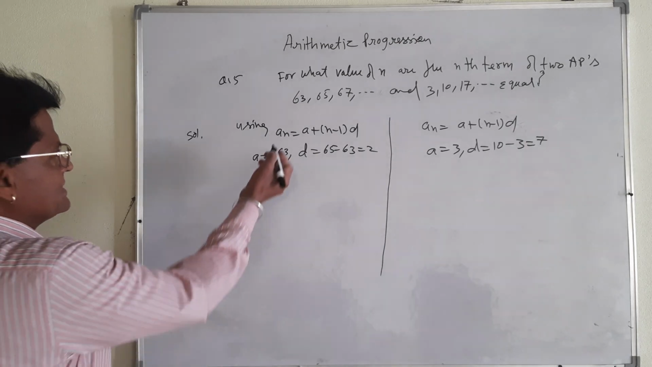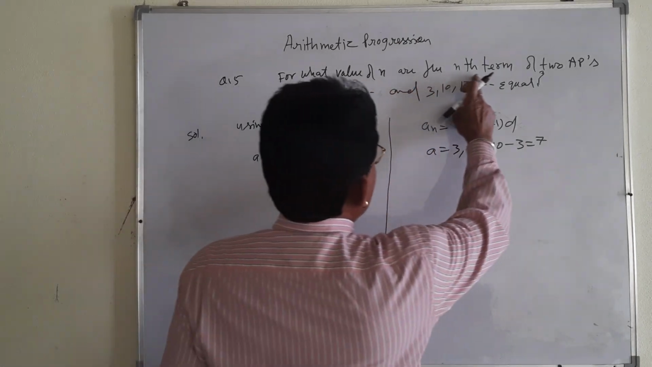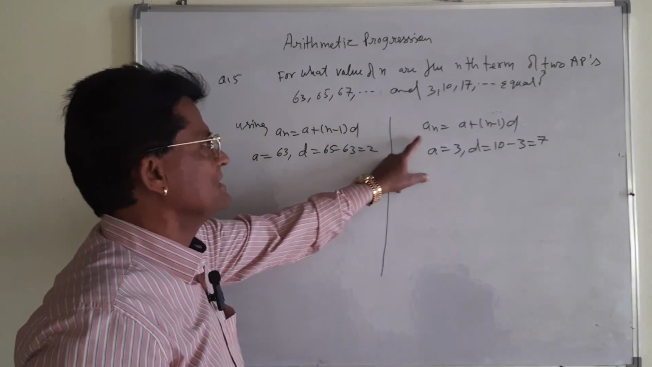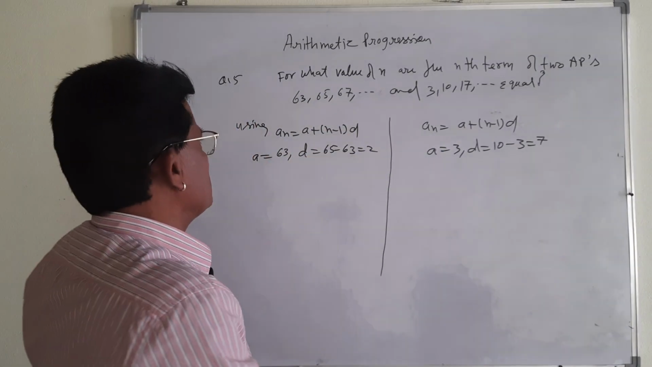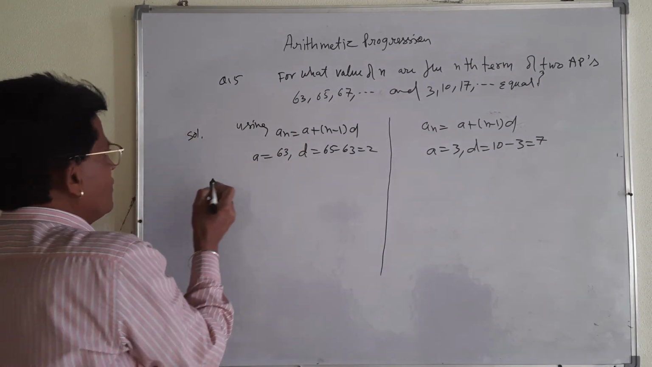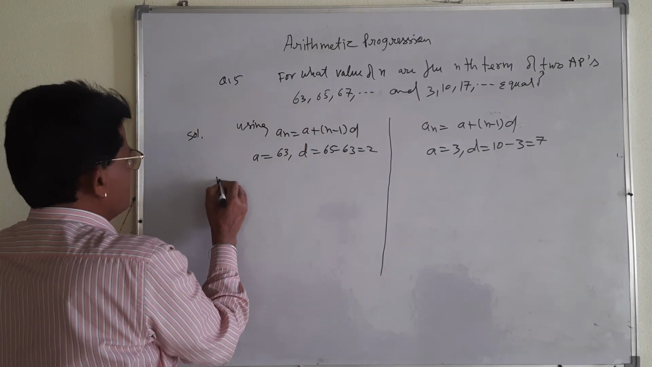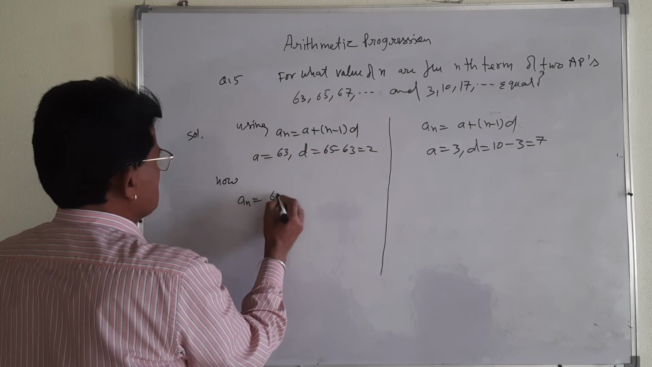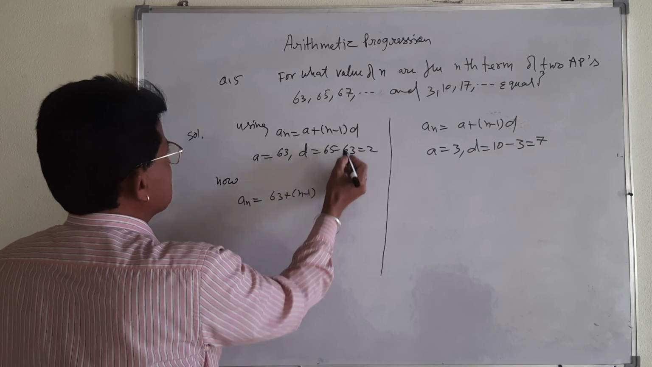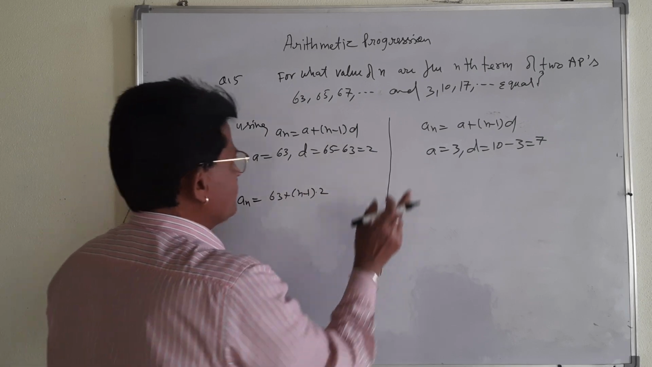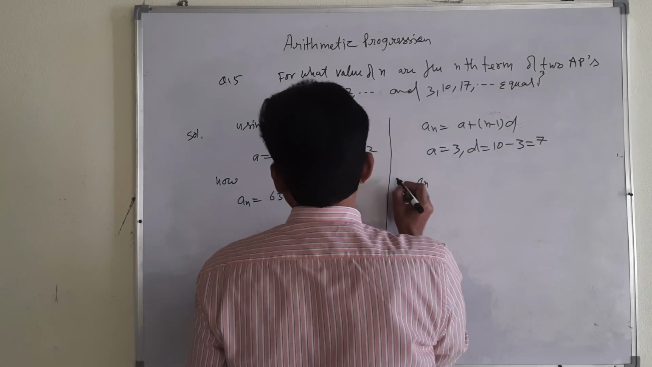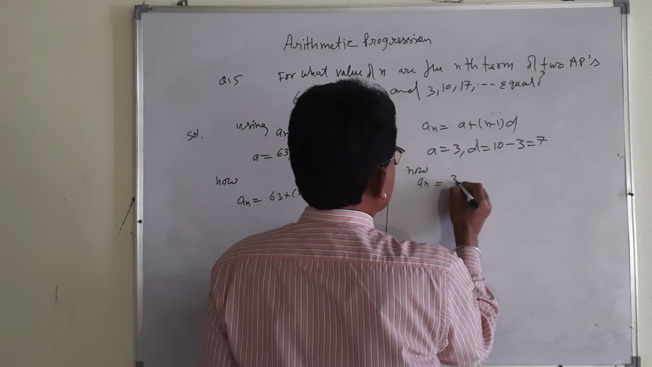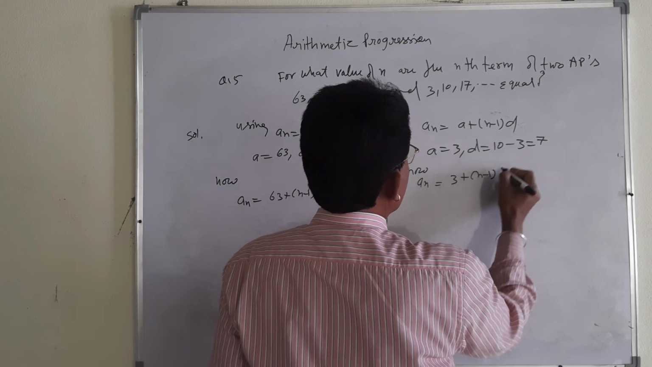Okay, then find the nth term, because for what value of n are the nth terms of the 2 APs equal? This is the nth term of this AP, this is the nth term for this second AP. Okay, I am taking first this one. Now, nth term for this AP, you write a is 63 plus n minus 1, d is how much? Into 2. And for this AP, dear student, you see a is 3 plus n minus 1, d is how much? 7, into 7.